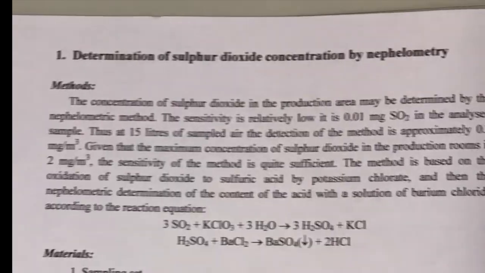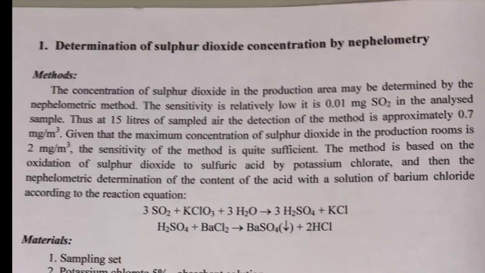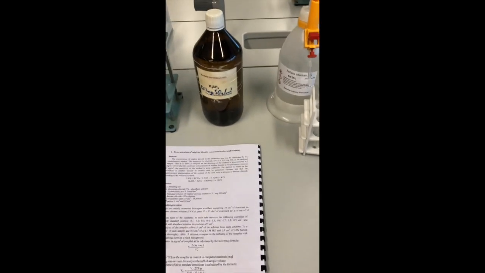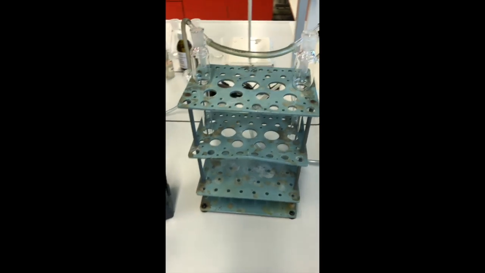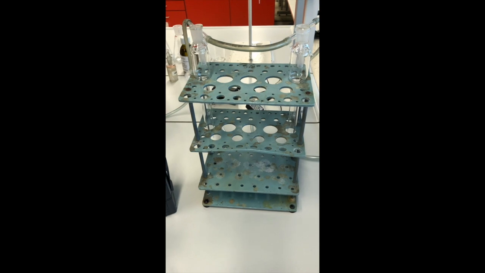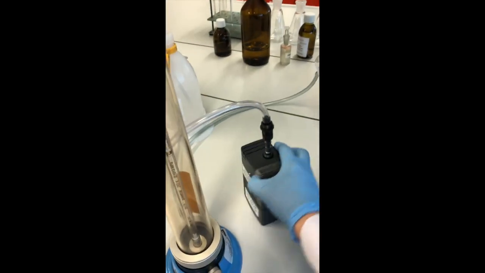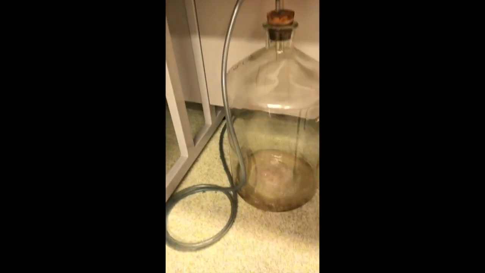Okay, so this is our first exercise, the determination of sulfur dioxide by nefelometry. First, have a look at the laboratory equipment. You collect the samples in the screw bars. So you have two screw bars, there is a flow meter, there is a pump, and you have an artificial source of sulfur dioxide.